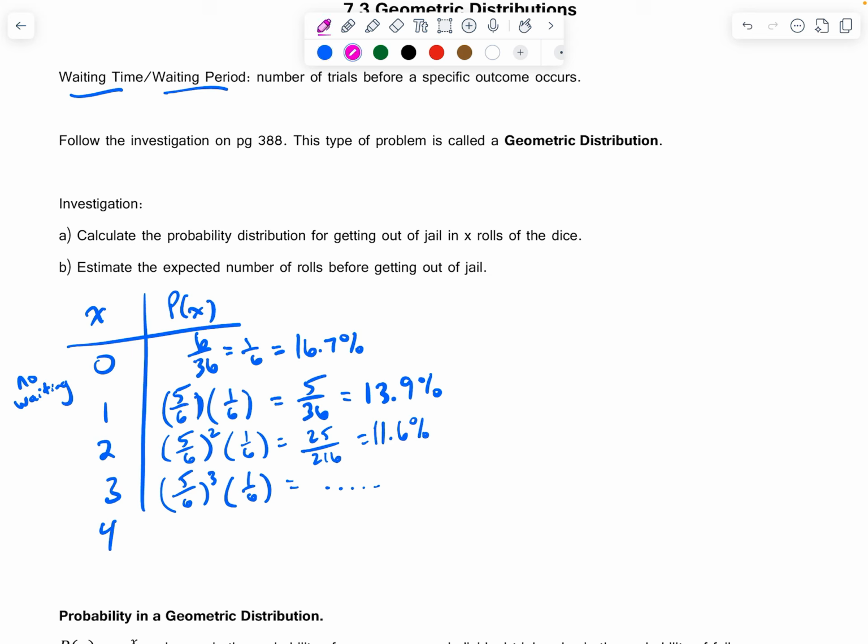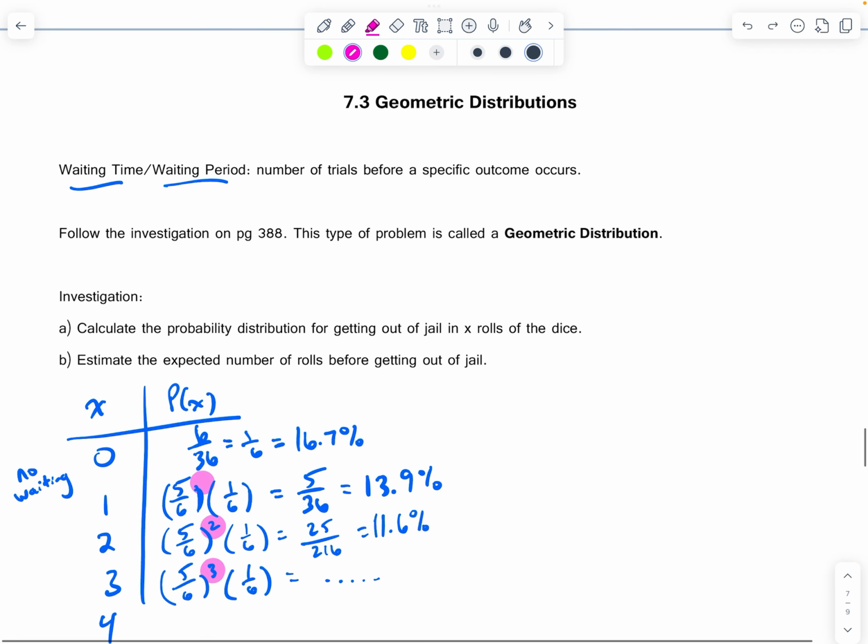Notice that what's happening here is that this power is just increasing by 1 each time, because we have 1 more fail before we get the thing that we want. The other thing I want you to notice is that this now is always just to the power of 1, whereas with a binomial distribution, that was changing because we could have multiple successes. But in this geometric distribution, we're only going to succeed. And once we succeed, we're done. We quit. So we don't have to worry about different orders. We don't need to worry about how many times we succeed. We simply just succeed and then we quit.